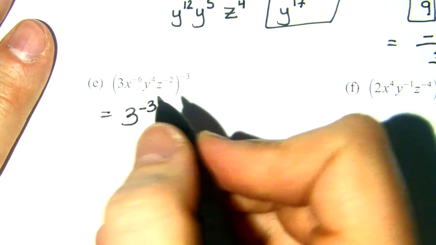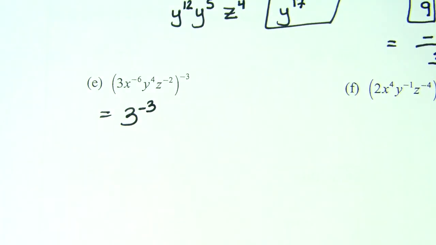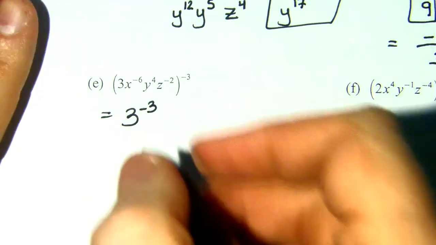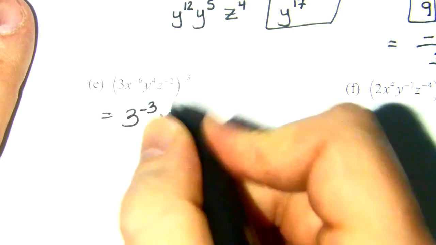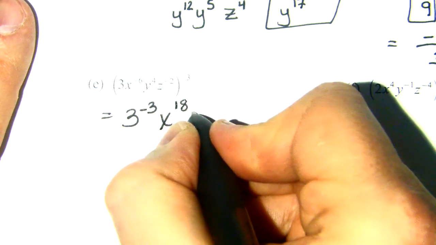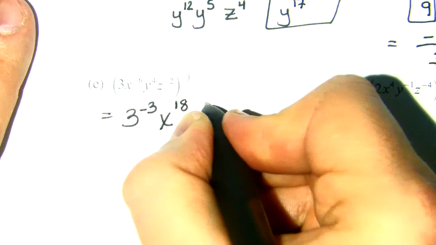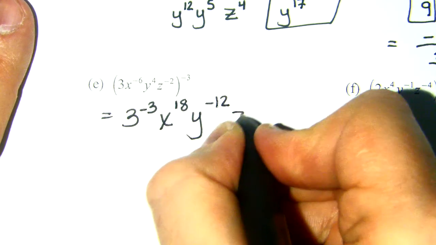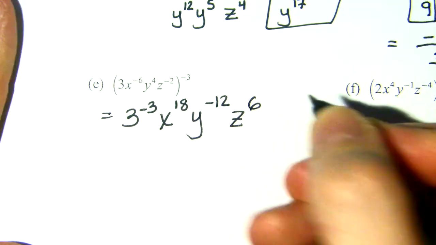I am never going to evaluate a number raised to a negative power. I'm always going to get rid of the negative power and then evaluate normally. 3 to the negative 3. X to the negative 6 times negative 3 is 18. Y to the 4 times negative 3 is negative 12. Z to the negative 2 times negative 3 is positive 6.